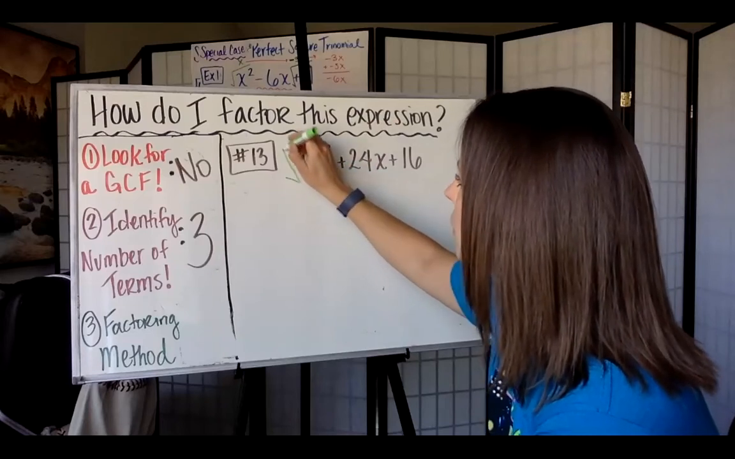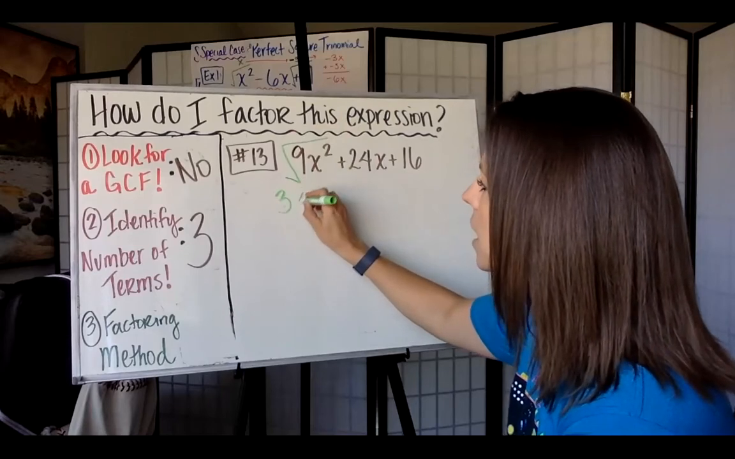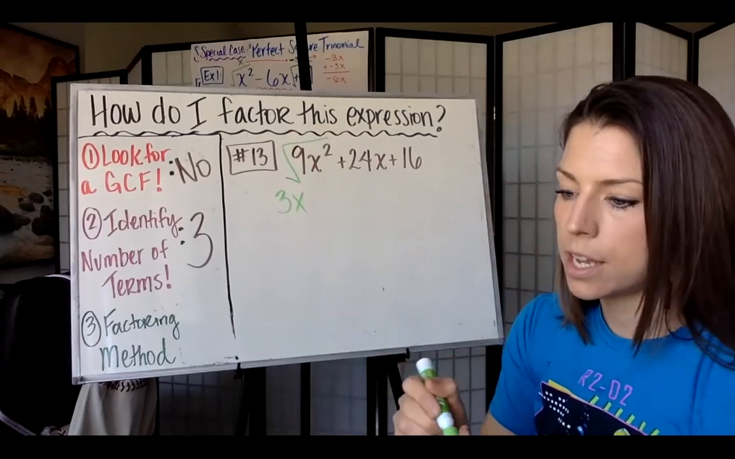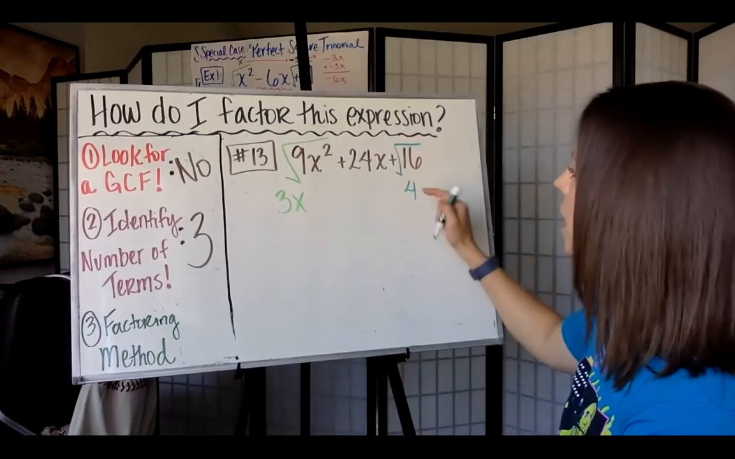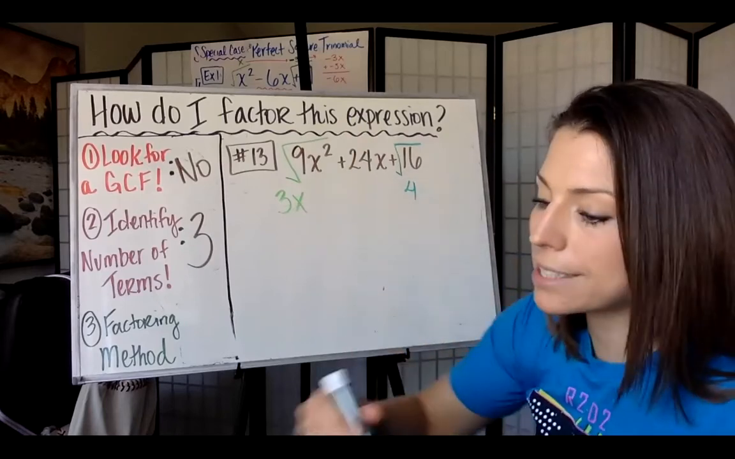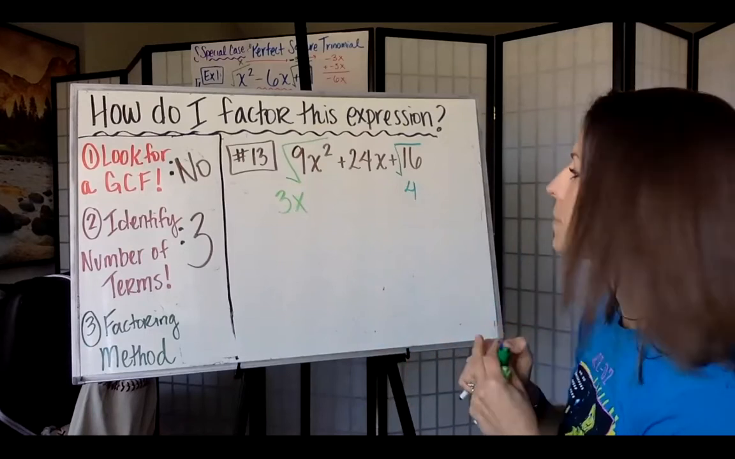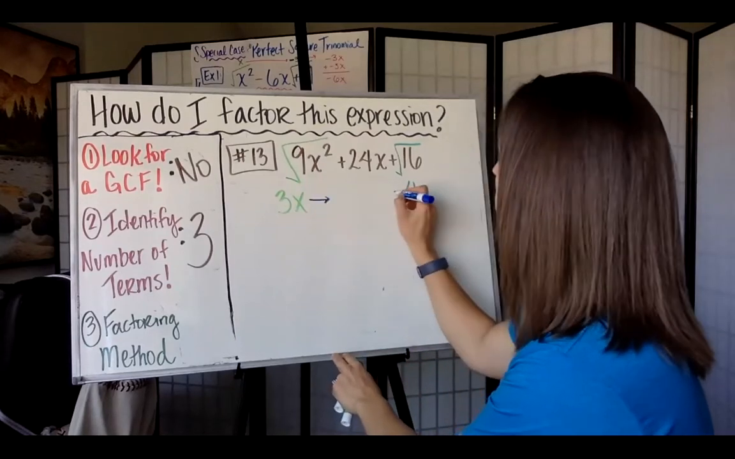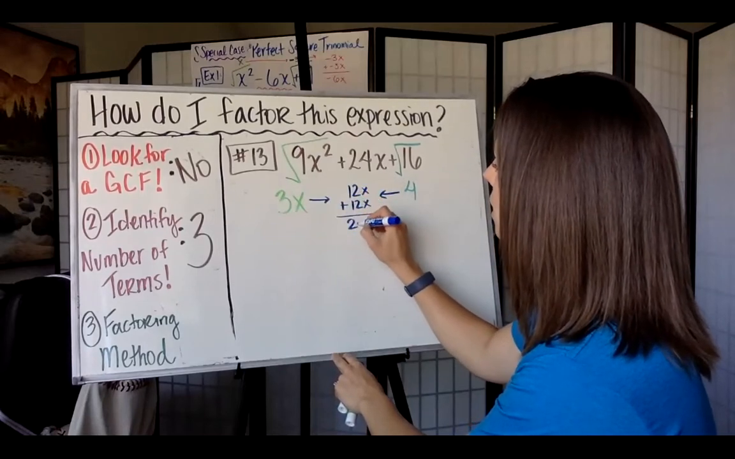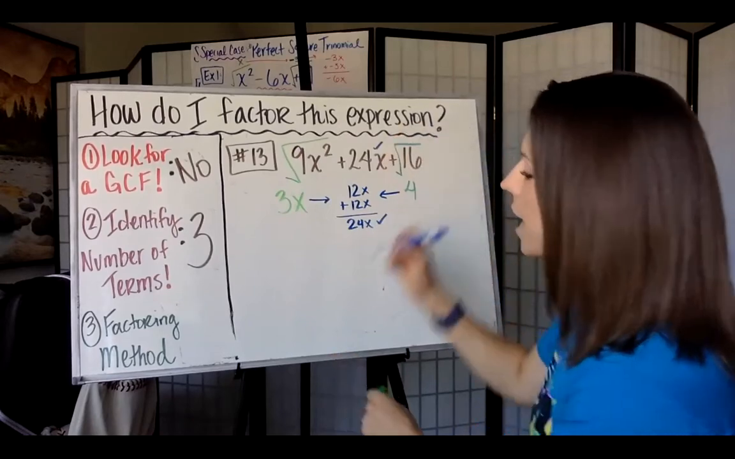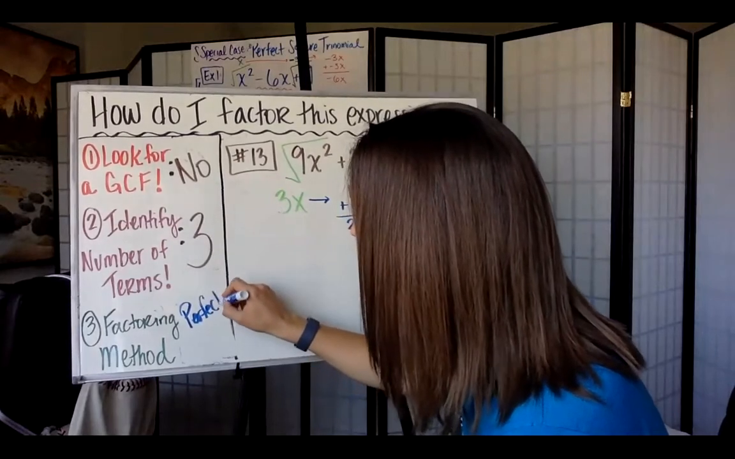So let's see. Take the square root of the first term. Square root of 9 is 3. Square root of x squared is x. So 3x is the square root of the first term. Take the square root of the last term. Square root of 16 is 4. Now we're going to multiply these together and add them up and see if it gives us 24. And if it does, then factoring this will only take 2 steps. 3x times 4 is 12x, and 12x plus 12x is, look at that, 24x. So this is a perfect square trinomial.